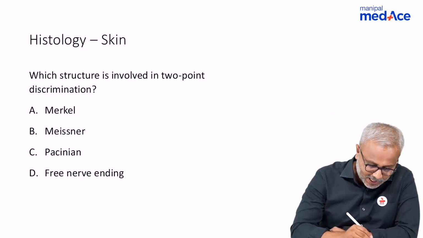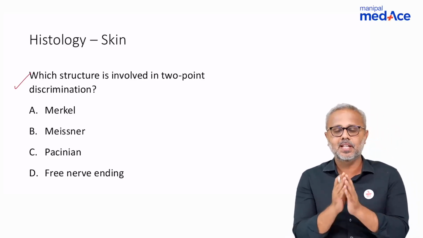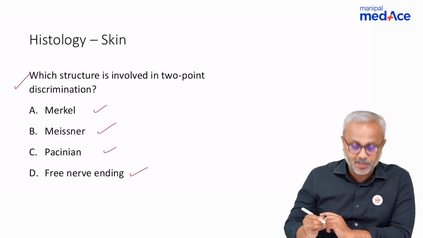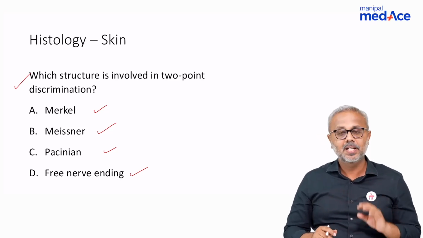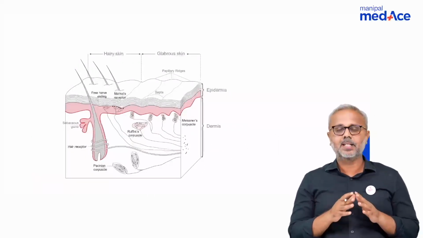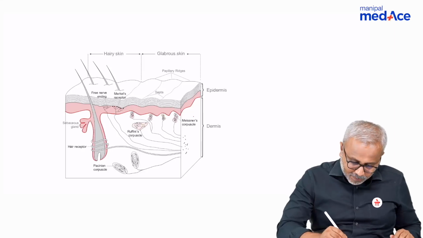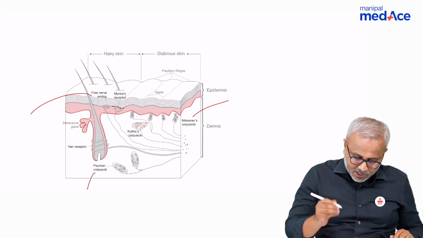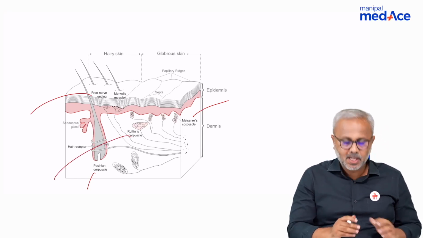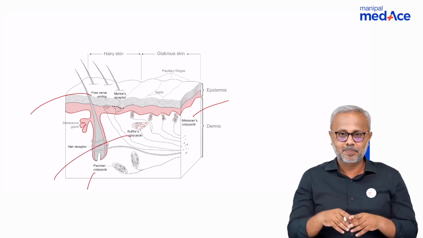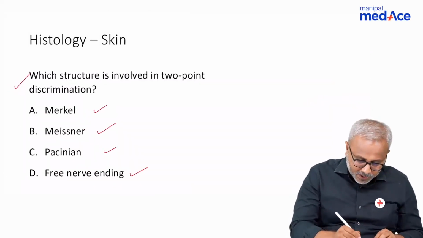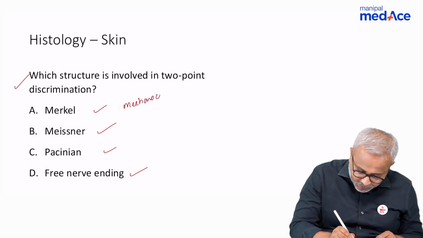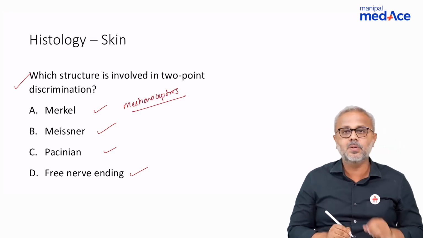So the question, it seems, read like, which structure is involved in 2-point discrimination? And there were 4 important receptors which are present in the dermis. Now when we take a look, the dermis contains Meissner corpuscles, then Pacinian corpuscles, then free nerve endings, and Ruffini corpuscles. All these are present within the dermis. When we talk of the Merkel disc, these are important mechanoreceptors.